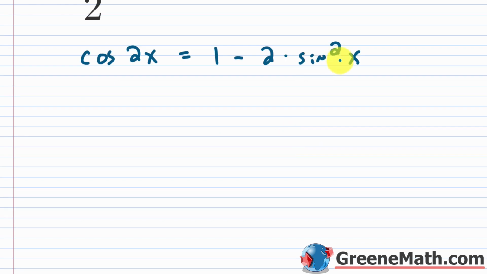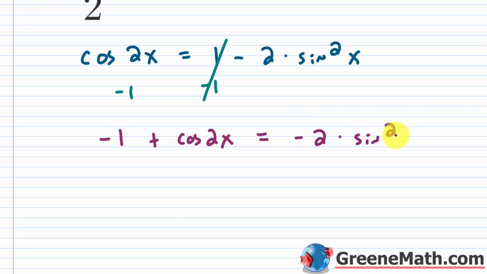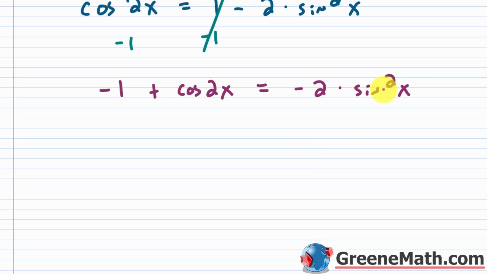So if I want to isolate the sine of x, what I would do first is subtract 1 away from each side, so that would cancel. Let's say now that this is negative 1 plus the cosine of 2x. I'm just writing it like that because that's the order it's going to end up in. So let's say this is equal to, over here, negative 2 times the sine squared x. So now what I'm going to do is just write this one over here.